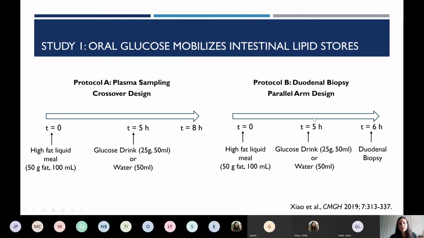In a separate study, we did similar timelines, so high-fat drink, then glucose or water at 5 hours, but this time an hour later we're taking a duodenal biopsy. So these are subjects that are already going to undergo gastroscopy for clinical reasons, so we recruit them to the study so that we can also take duodenal biopsies while they're undergoing that procedure.